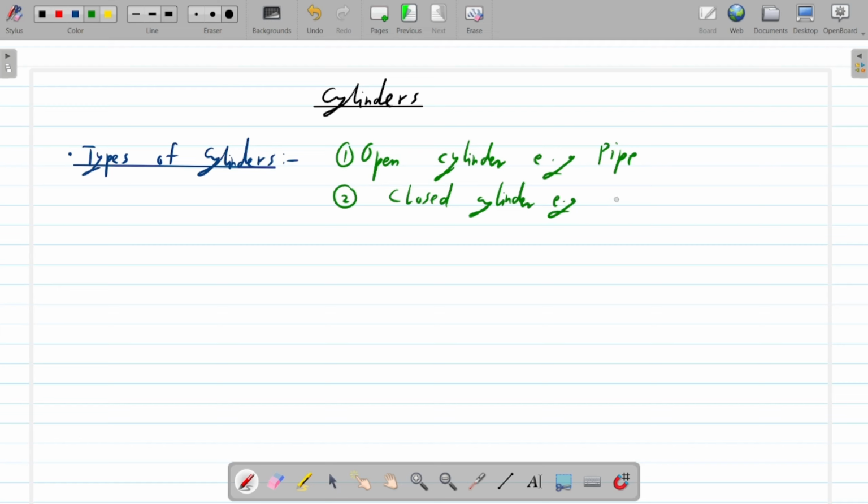Imagine, let's say, a soda can. A soda can is sealed on both ends. That's the second type of cylinder. Then the third type is, let's say, a glass of water, or a glass of anything, but a glass. So we can say it's open on one end but closed on the other end.